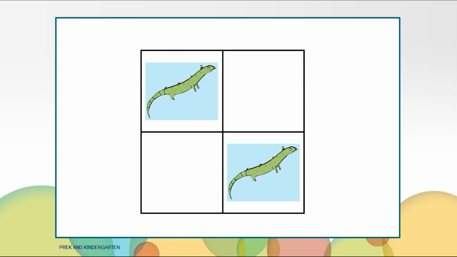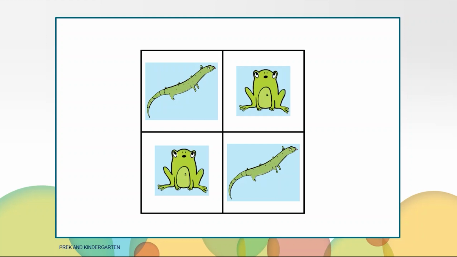1, 2. The story said there are 4 small animals sitting on a log. 2 are lizards. By looking at this mat, we can see that there are 4 animals and 2 are lizards. We can now figure out that there are 2 spaces left, so there are 2 frogs. Let's count. 1, 2. Right, there were 2 frogs.